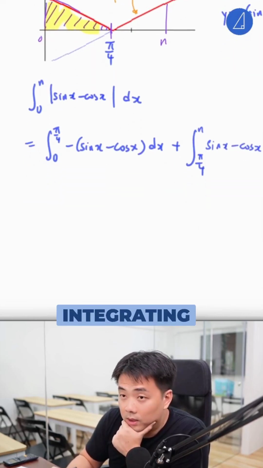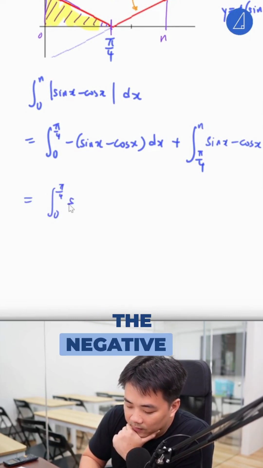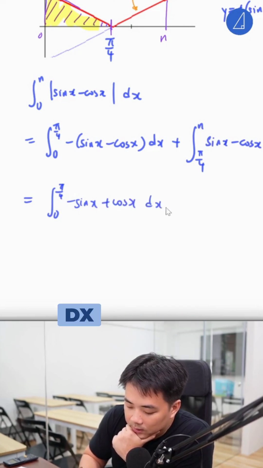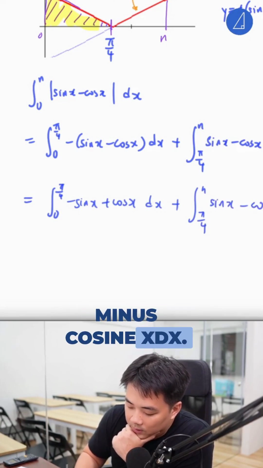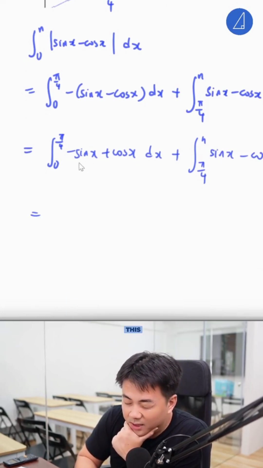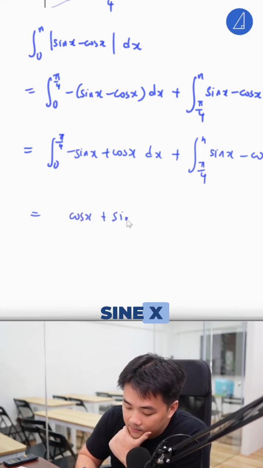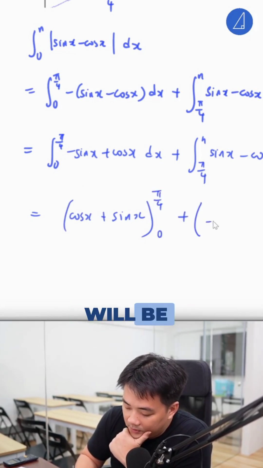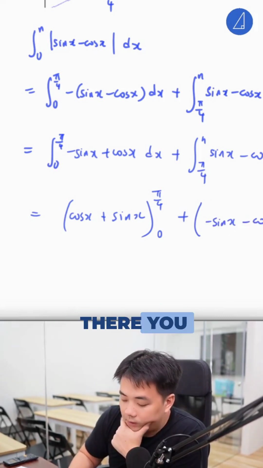So we can just start integrating. For the first part, I'm just going to distribute the negative in, so we get negative sine x plus cosine x dx, plus the integral from pi over 4 of sine x minus cosine x dx. Integrating negative sine gives cosine x, then plus sine x, from 0 to pi over 4. Plus this over here will be negative cosine x, negative sine x, from pi over 4 to n.